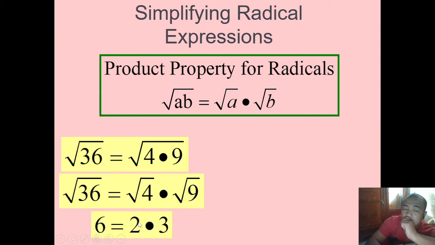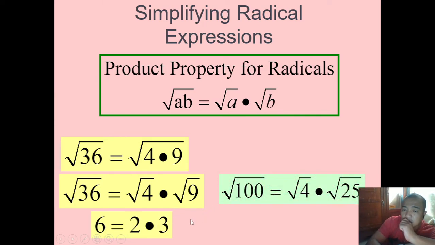Square root of 36 is 6. Square root of 4 is 2. Square root of 9 is 3. 6 is equal to 6. Right? So therefore square root of 36 is 6. 2 times 3. How about square root of 100?